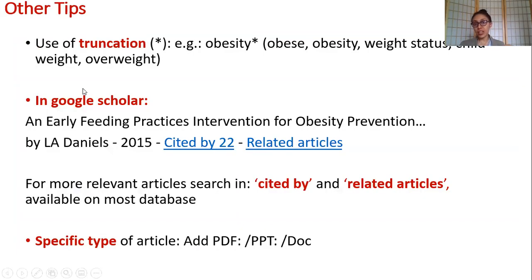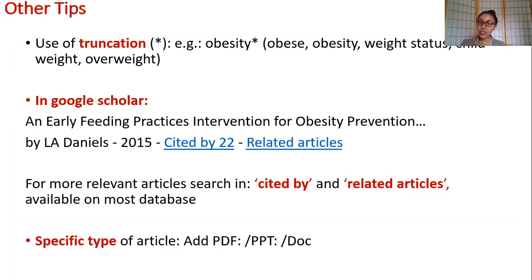Then the last tip is truncations. Truncations also help you to search for relevant articles. So for example, if you add a little truncation, the star mark after obesity, it will gather all the articles which are related to obesity. So obese, overweight, weight status, all of these sort of keywords will be gathered in this one truncation.